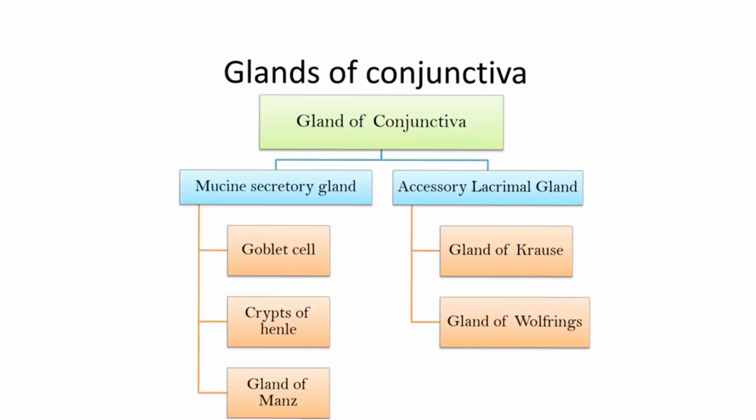Glands of the conjunctiva. There are two types of glands: mucin secretory glands and accessory lacrimal glands. The mucin secretory glands are goblet cells, crypts of Henle, and glands of Manz. The accessory lacrimal glands include glands of Krause and glands of Wolfring. These are the glands of the conjunctiva.